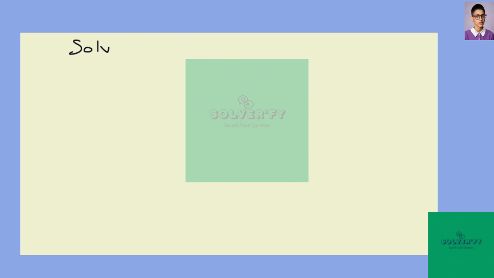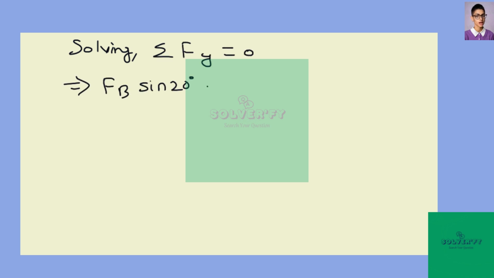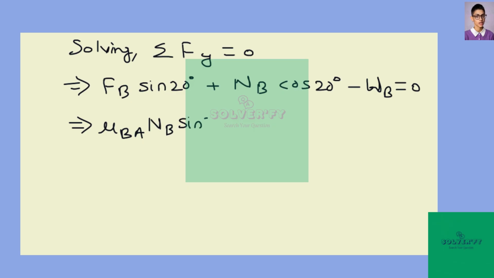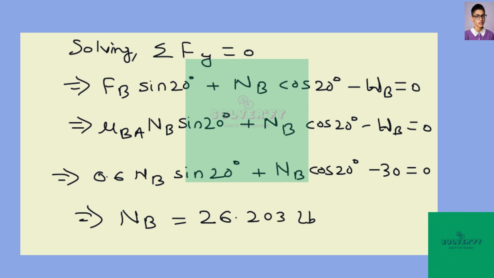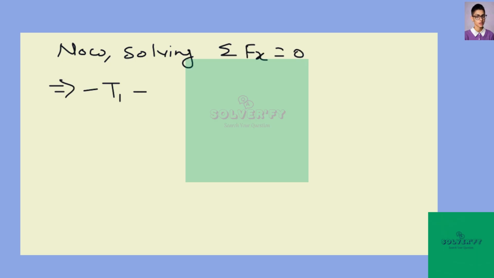Now going further, solving summation of Fy is equal to 0 or FB sin 20 plus NB cos 20 minus WB is equal to 0 or mu B NB sin 20 plus NB cos 20 minus WB is equal to 0 or 0.6 NB sin 20 plus NB cos 20 minus 30 is equal to 0 or NB is equal to 26.203 lb.